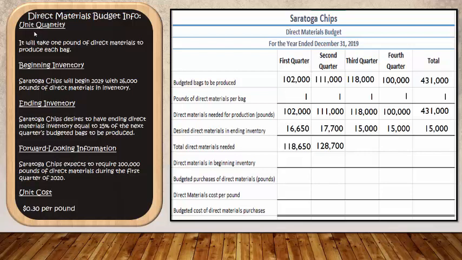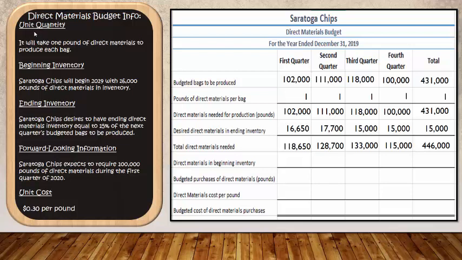In the third quarter, we take our 118,000 pounds of materials that are needed for production. We add the 15,000 pounds that we want to have in ending inventory. We're going to need 133,000 pounds of direct materials in the third quarter. And through the same concept, we're going to need 115,000 pounds of direct materials during the fourth quarter. All in all, we are going to need 446,000 pounds of direct materials, or potatoes, for 2019.